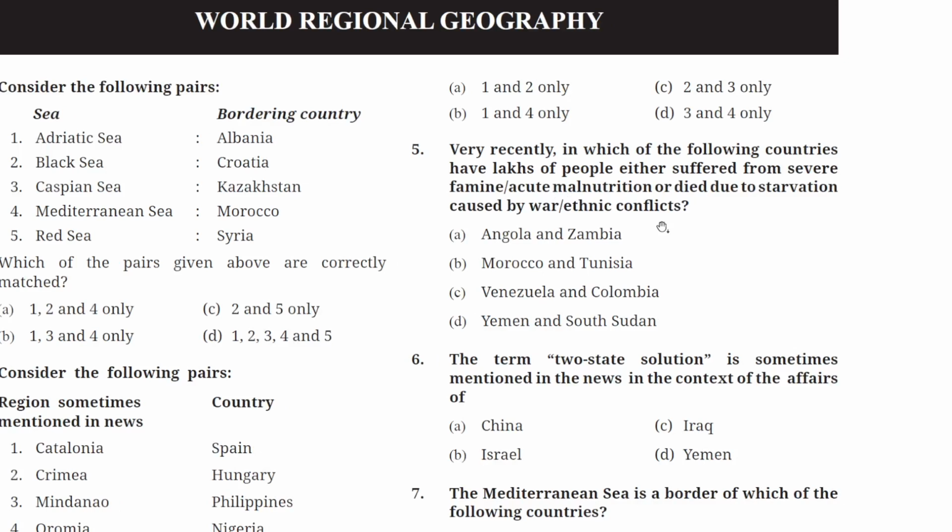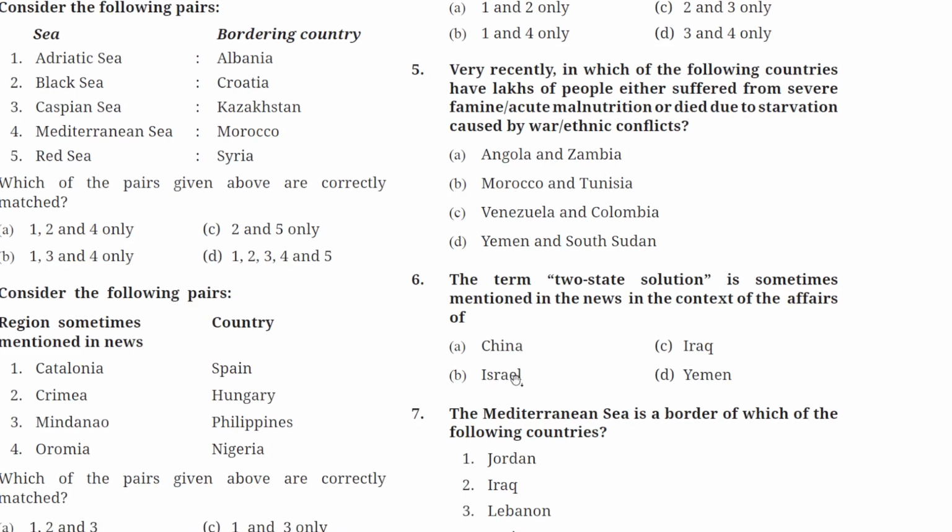Very recently, which of the following countries have lagged? People either suffered from severe famine or acute malnutrition or died due to starvation caused by war or ethnic conflicts. Basically, it should be Yemen. Let's see the options. Yes, it is because of Yemen and South. Other options are not close enough.